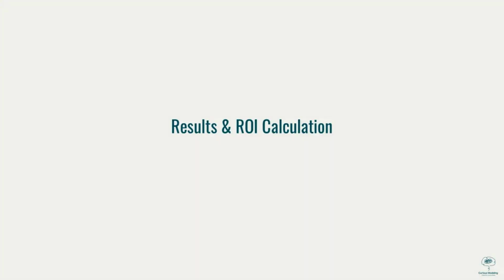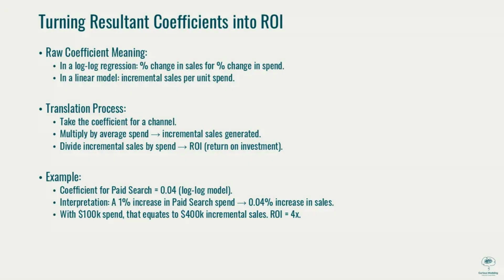All right, part 6, results and ROI calculations. Now we want to use the coefficients in ROI. If $1,000 in social ads generates $5,000 in sales according to your regression model, your ROI is 5x. From here, we might consider a channel contribution chart, like a waterfall or pie chart, to show incremental sales versus base sales. So what we have now is the bridge from math to marketing.